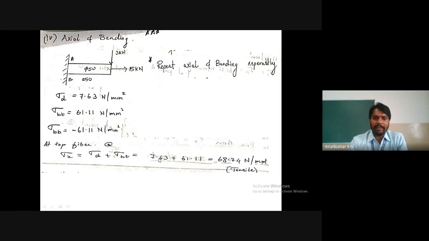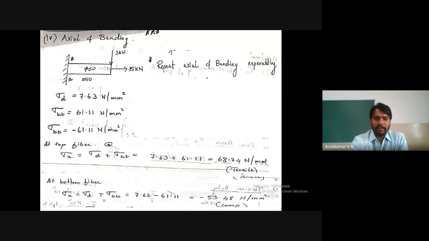So at point A, the direct stress is 7.63 plus the bending stress at the top, 61.11, and you get 68.74 Newton per mm square. That is sigma x. So sigma y is 0. And also there is no torsional load, so tau of xy is also 0. Only sigma x is present. Due to the direct load, stress will be developed along the x-axis. Due to the bending, the stress will be induced again along the x-axis. So both are x-axis stresses; the transverse load and the direct load will induce stress along the x direction.